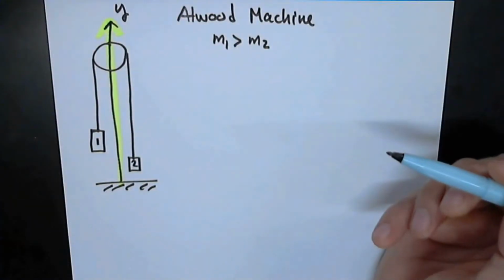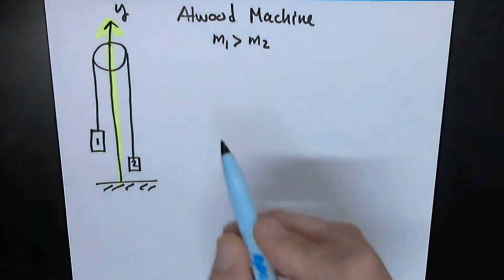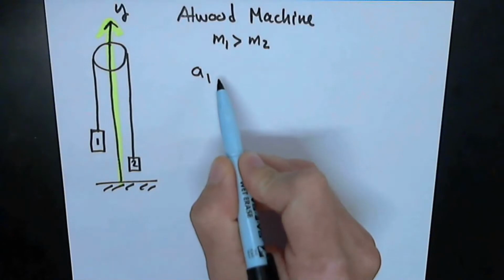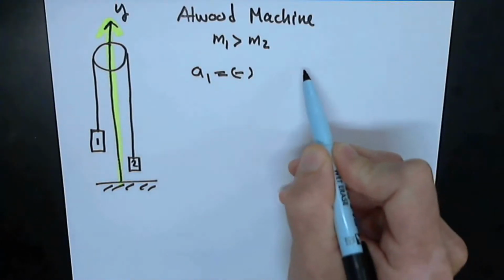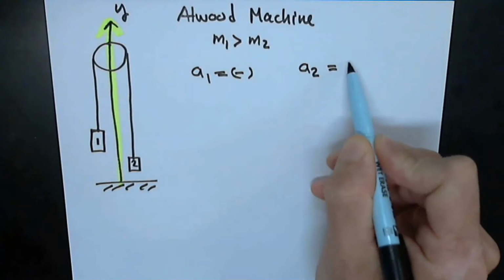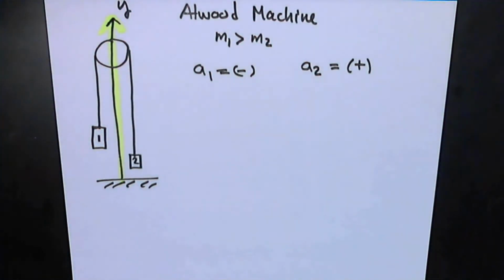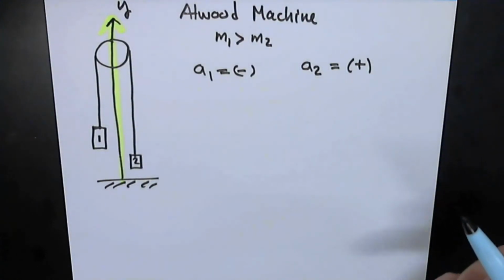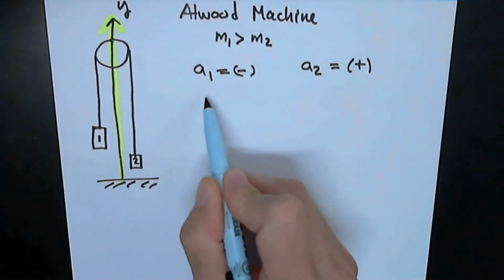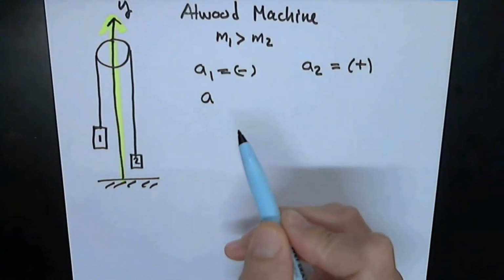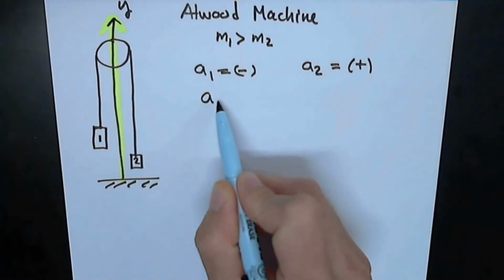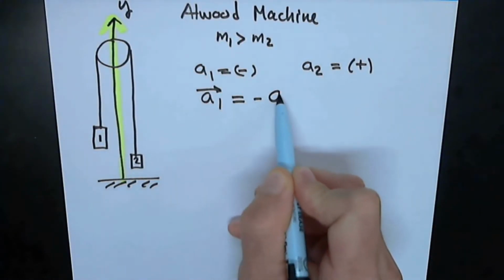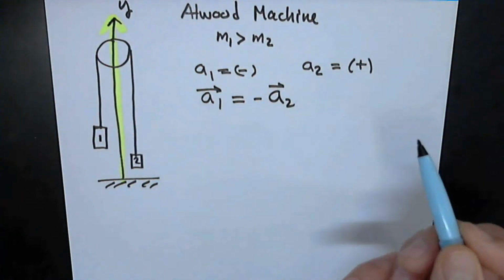Okay, so this is the Atwood machine. M1 is bigger than M2, so the acceleration of 1 is going to be negative, and the acceleration of 2 is going to be positive. But they are connected by the same string, so it can be shown that the accelerations are equal but opposite. So A1 as a vector is opposite to A2, but the magnitudes are equal.